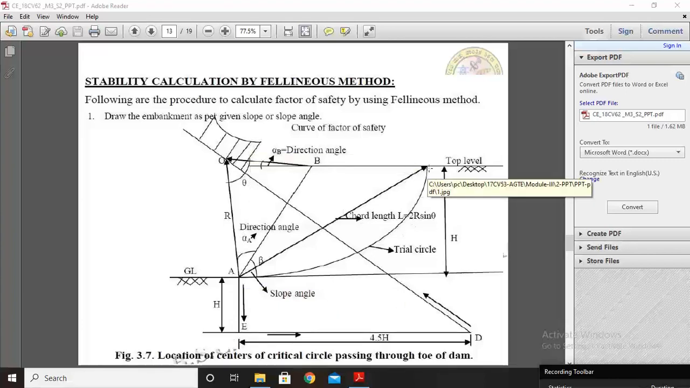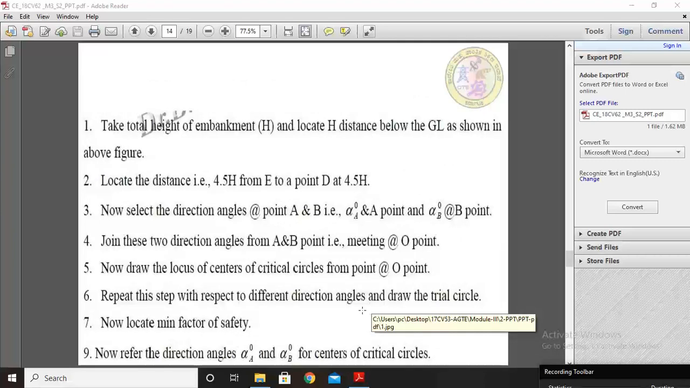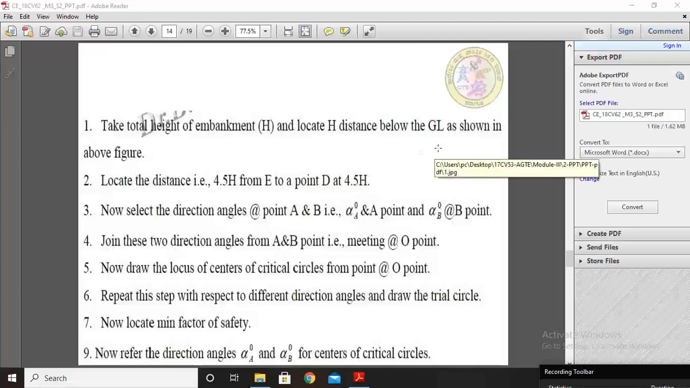So after locating the O point, the next step is similar to the Swedish method. From the A point you select a vertical line and measure the total width. Then divided by 2, we are getting the number of circles. So the remaining steps are the same.